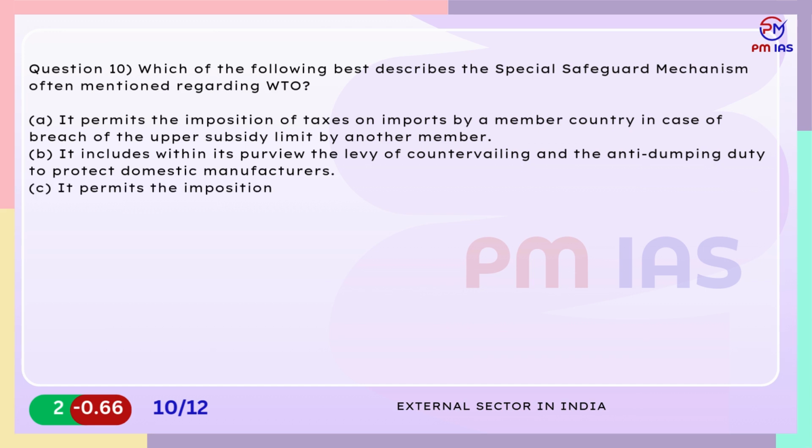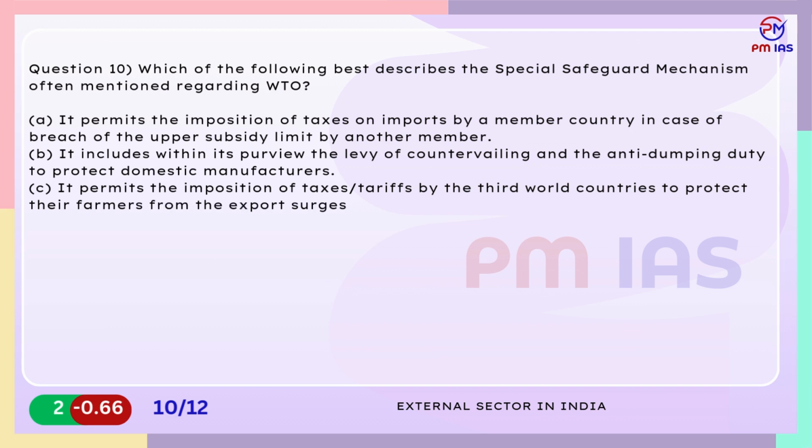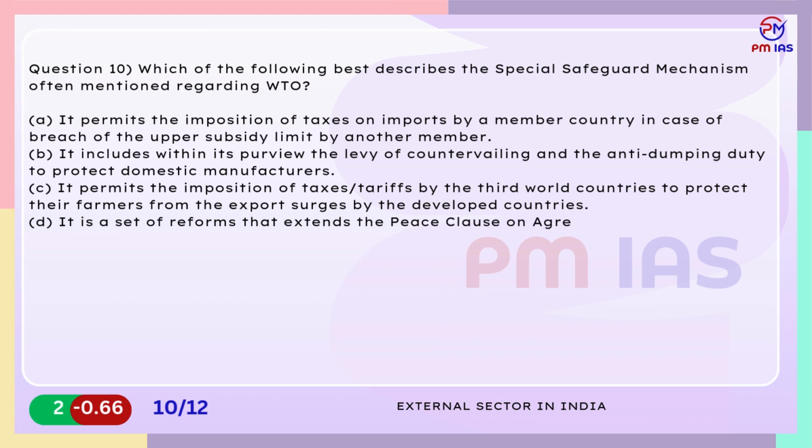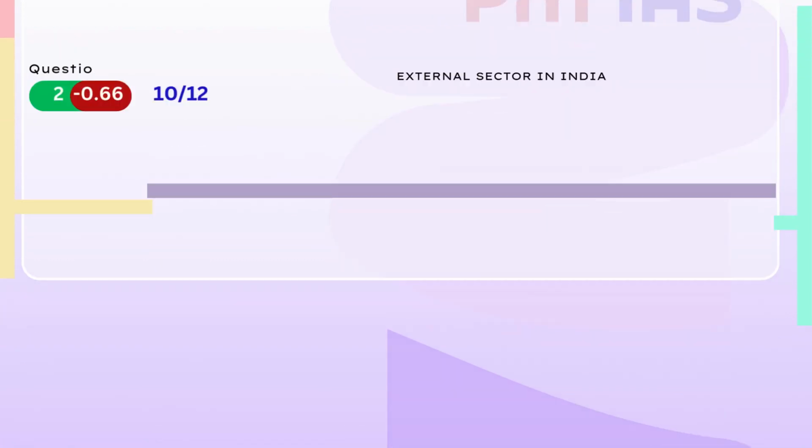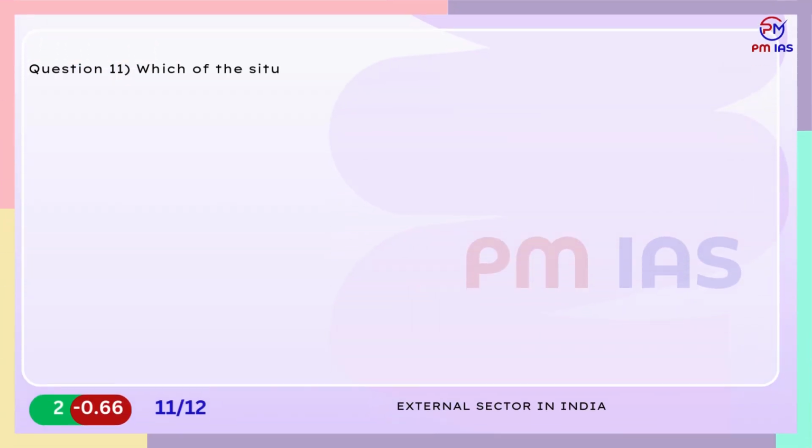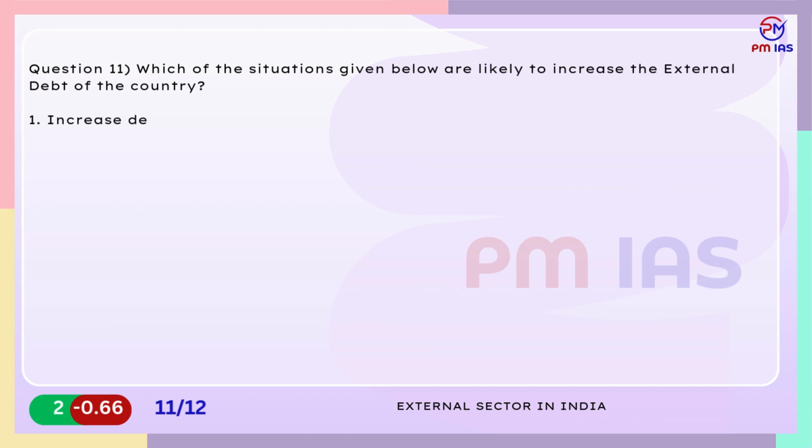C. It permits the imposition of tariffs by the third world countries to protect their farmers from the export surges by the developed countries. D. It is a set of reforms that extends the peace clause on agreement on agriculture to an indefinite period. Question 11. Which of the situations given below are likely to increase the external debt of the country? 1. Increase deposits in the foreign currency non-residence accounts, FCNR.